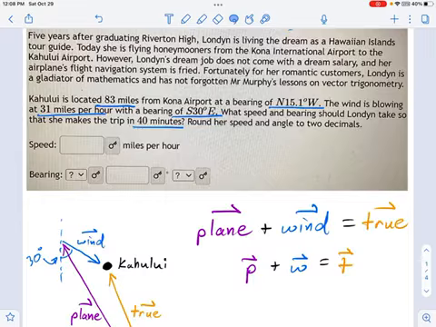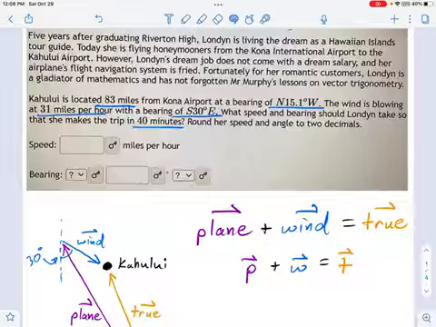What we've got here is a bunch of information about where the plane is flying. You see I've circled here 83 miles, north 15.1 degrees west. That's the plane's target. And then we've got the wind, which is going at 31 miles per hour at a bearing of south 30 degrees east. That's the wind, and we want to make the trip in 40 minutes. So a bunch of information given to us here.